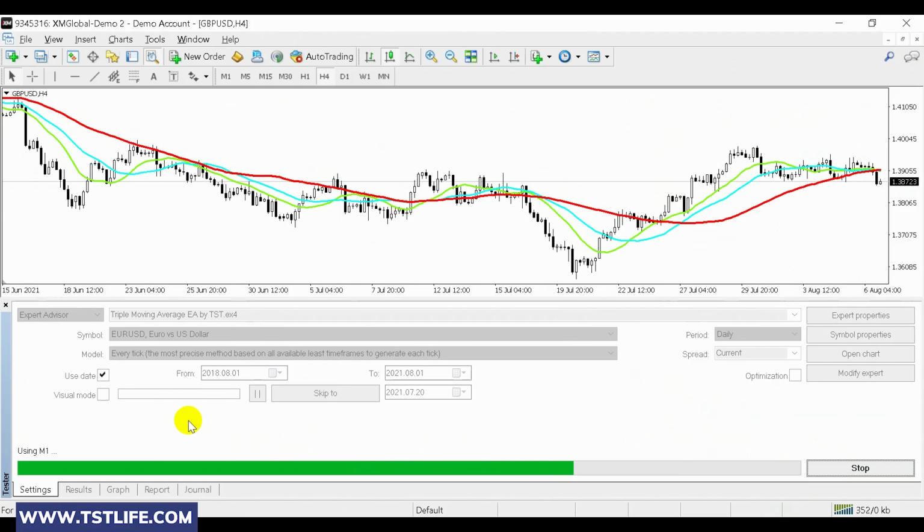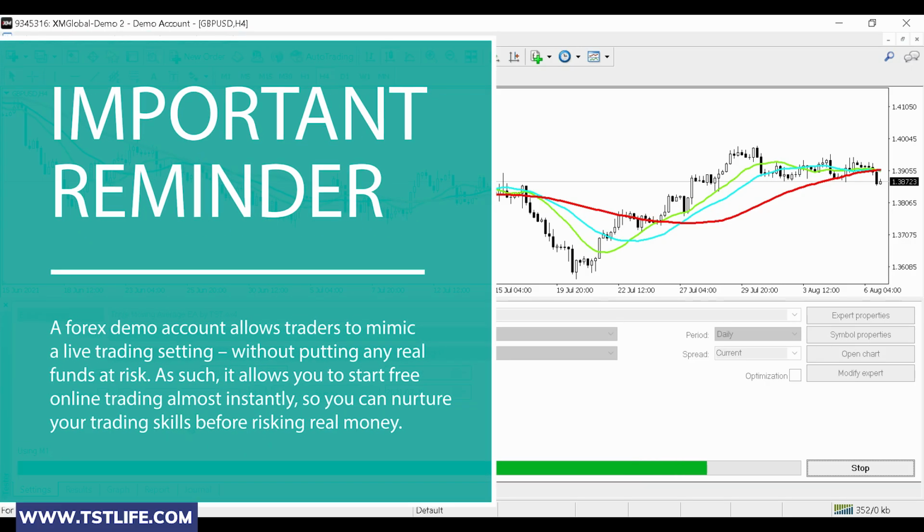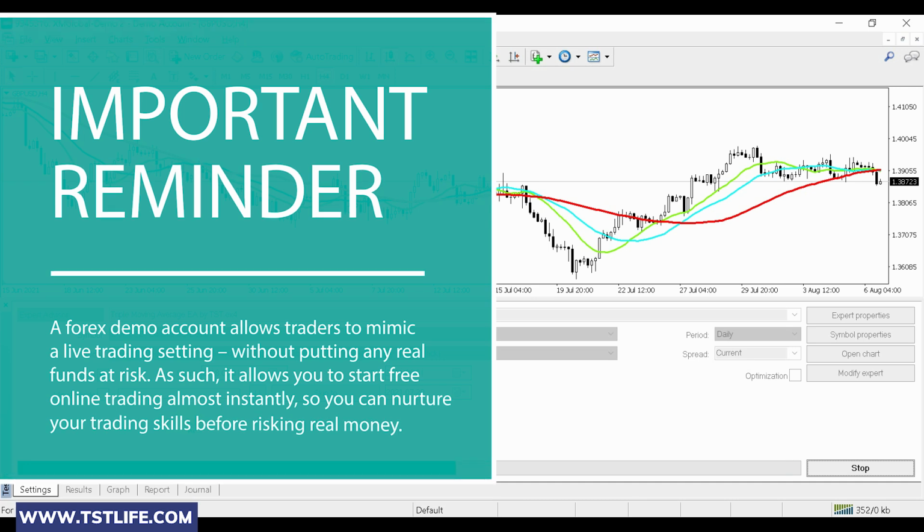Backtesting your strategy using an expert advisor is the most reliable way to see whether a strategy is working or not. But that's not all. Remember to use your demo account for at least 3 months before you use any strategy with your hard-earned money.